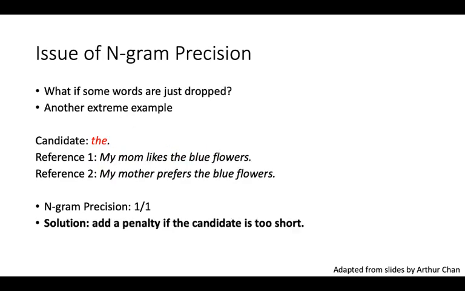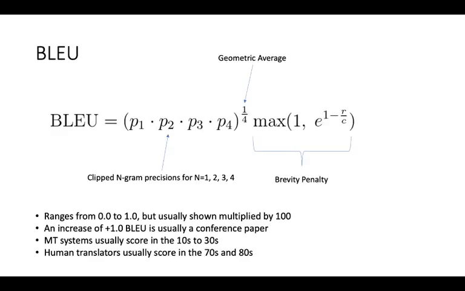What if the system just output a sentence that is very short, only containing one word? The denominator will be 1, and if you just luckily hit one word, the n-gram precision will be 1/1, it's perfect. But we want to penalize the model for predicting too-short sentences, so we want to add a brevity penalty to the metric.